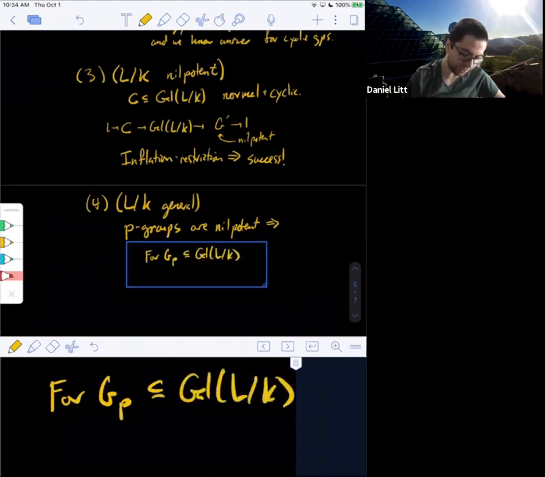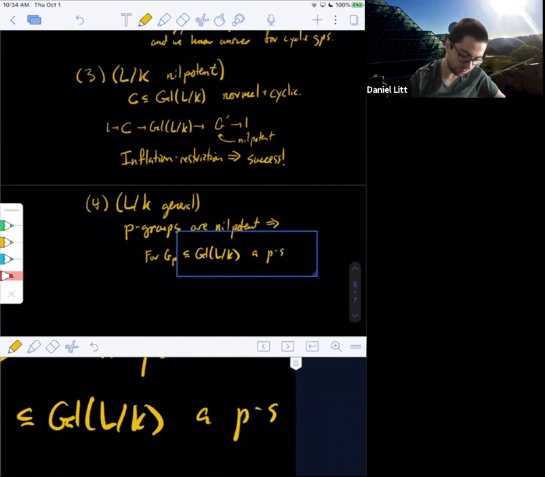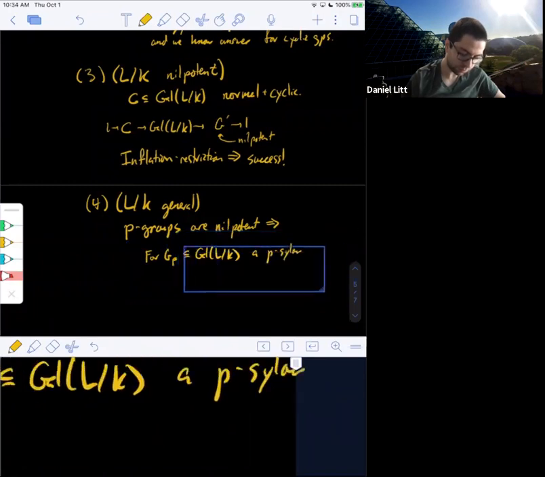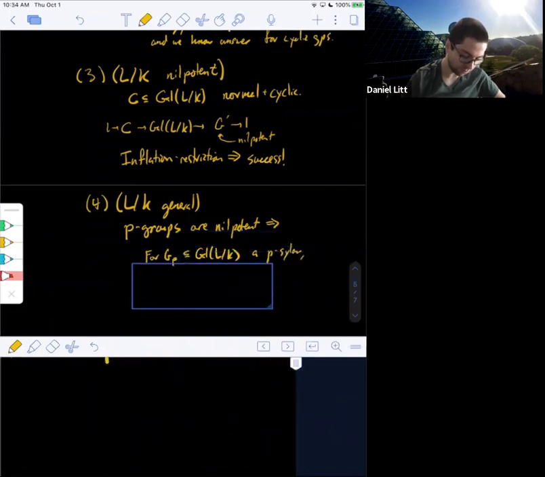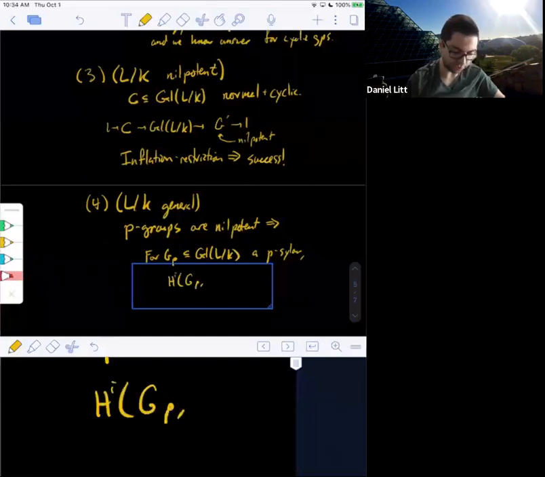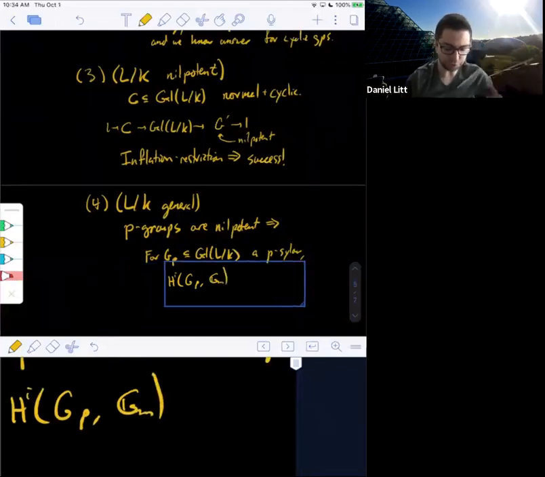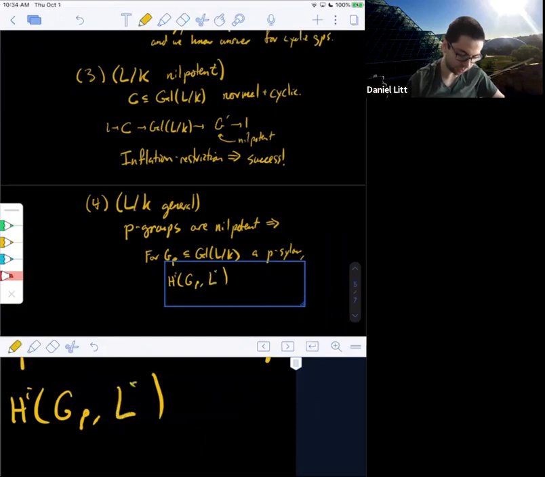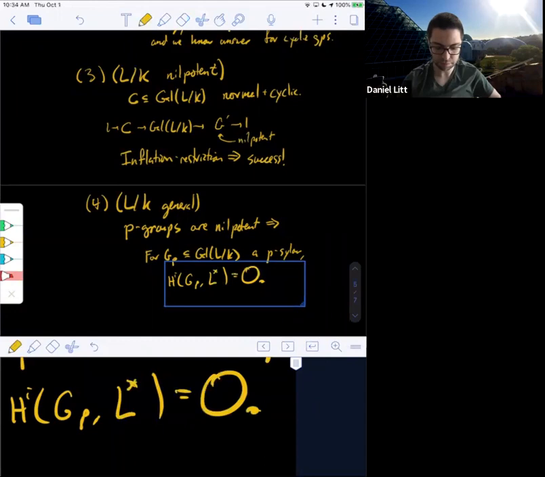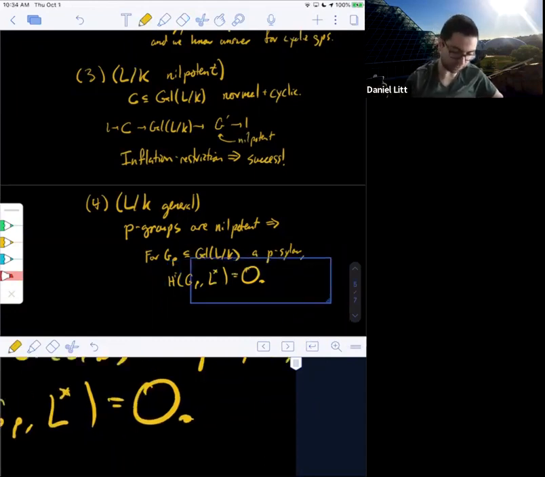Okay, so what this implies is that for G_p inside of the Galois group of L over K, a p-Sylow, H^i of G_p with coefficients, and I'm just going to write coefficients in G_m, but what I mean is the cohomology with the restriction of these coefficients to G_p. So maybe I'll actually write that. L cross is 0. So that's by part 3.